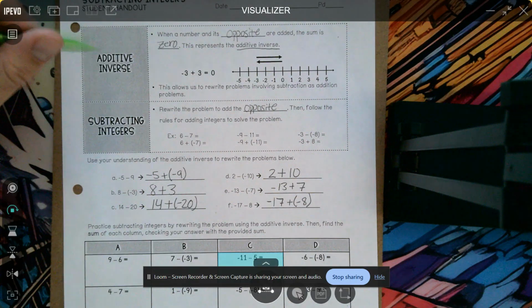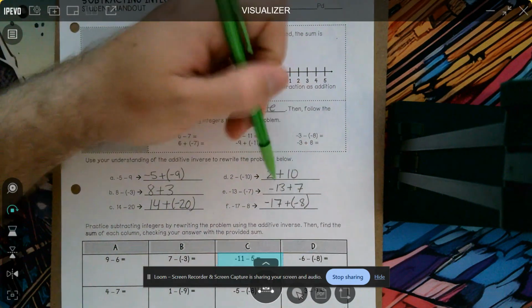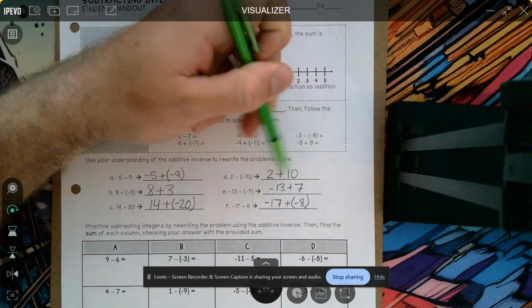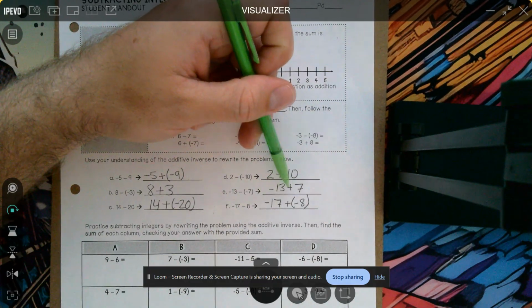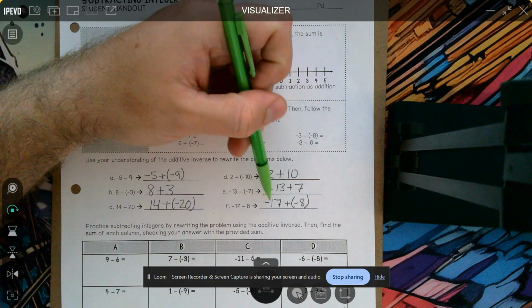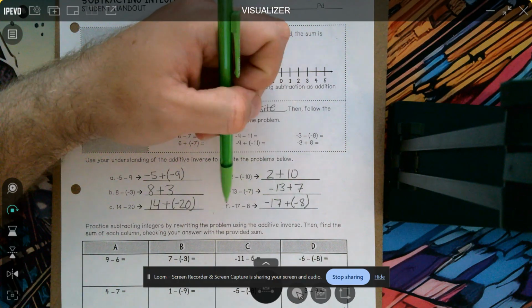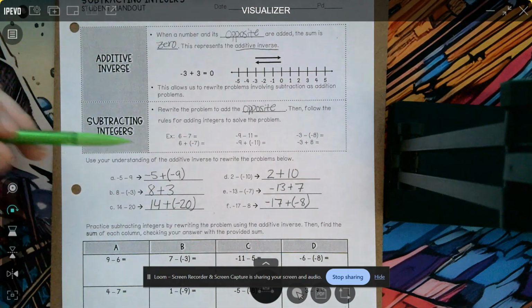Welcome back. You should have done D, E, and F. Here are your answers. 2 minus -10 becomes 2 plus 10. -13 minus -7 becomes -13 plus 7. And -17 minus 8 becomes -17 plus a -8. Moving on to the last set of examples.